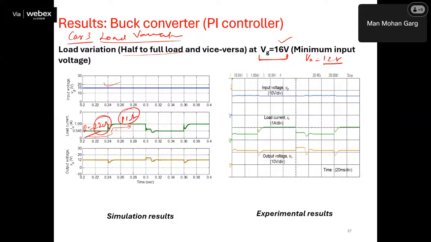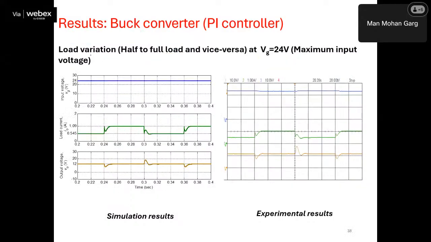This is 11 ohm. So what is happening? Load has increased. If load has increased, output voltage is decreasing. It's trying to decrease here, but due to the controller, it is again reaching here. The same observations we can see in the output results. Now this is the load variation. When input voltage is set to maximum, then also we can see this load is increasing. So voltage is to go down, but because of the controller design here, it is tracked back, but it is taking certain time.